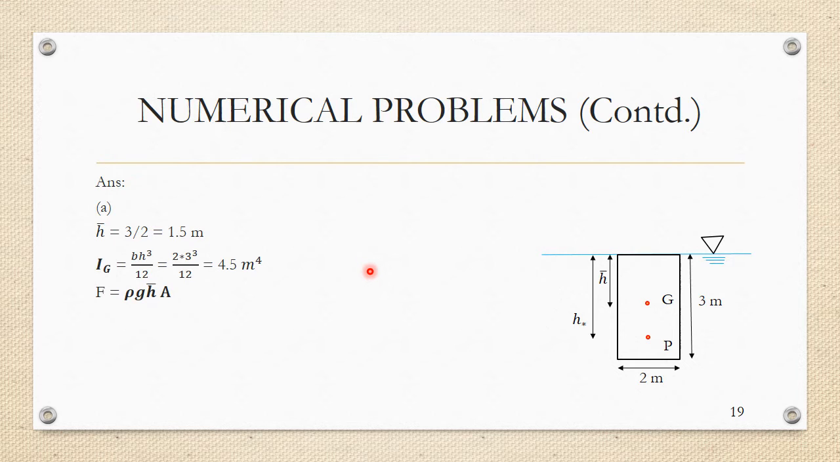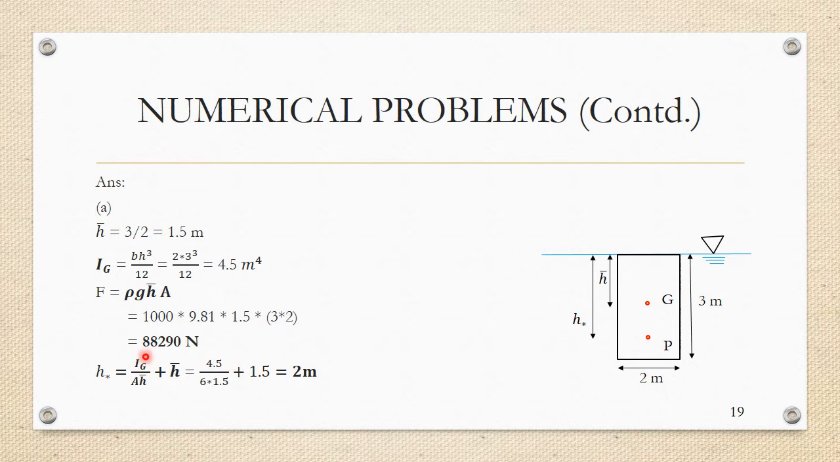Now, the total pressure force is given by rho g h bar into A. So when you're talking about rho g h bar into A, rho is the density of the fluid in which this rectangular surface is submerged. It's given that it is lying in water, and so rho is 1000. g is a constant, h bar is 1.5 meter, A is the area of cross section, which is 3 into 2. So the total pressure force can be easily found out, and substituting the known values, we will get the total pressure force as 88,290 Newton or 88.29 kilonewton. Now the next thing that we have to find out is h star.